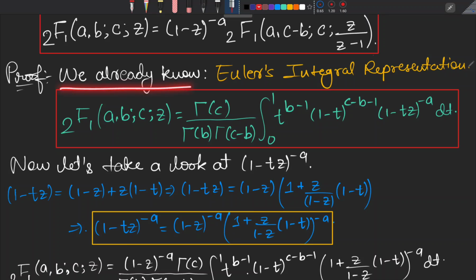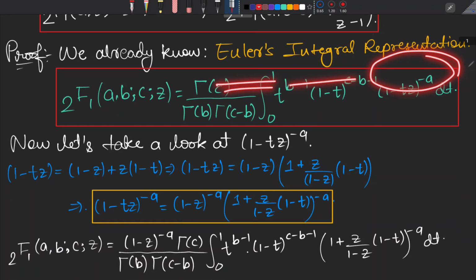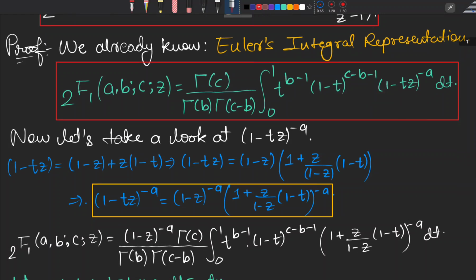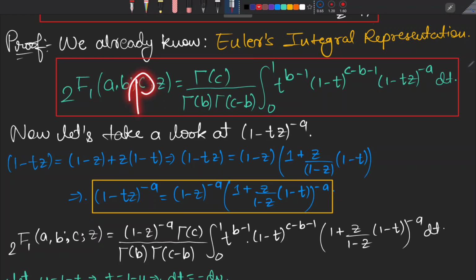We already know Euler's integral representation. The hypergeometric function is represented as gamma of c over gamma of b times gamma of c minus b, times the integral from 0 to 1 of t to the b minus 1, times (1 minus t) to the c minus b minus 1, times (1 minus t z) to the minus a, dt. This is the thing we have proved.